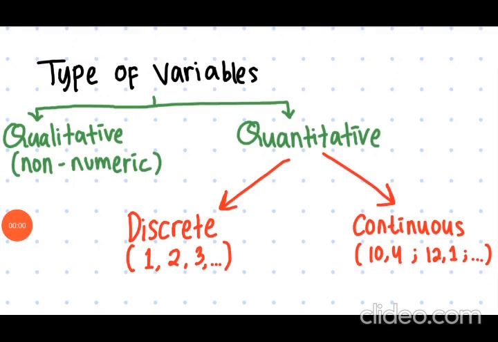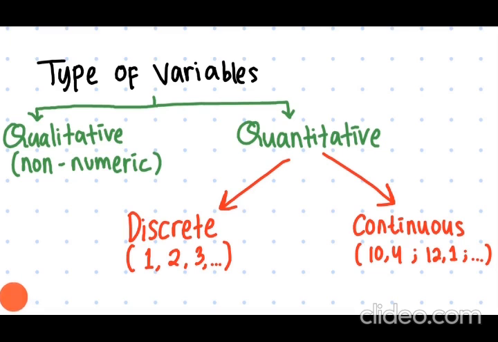And for the next material is types of variables. There are two types of variables. The first one is qualitative variables and the second is quantitative variables. Qualitative variables tell us non-numerical information, for example gender, religion, state of birth. And quantitative variables tell us numerical information, for example balance in your checking account or number of children in a family.